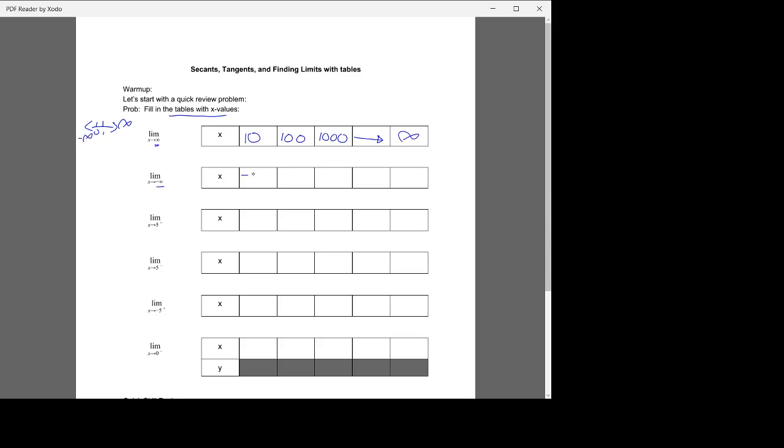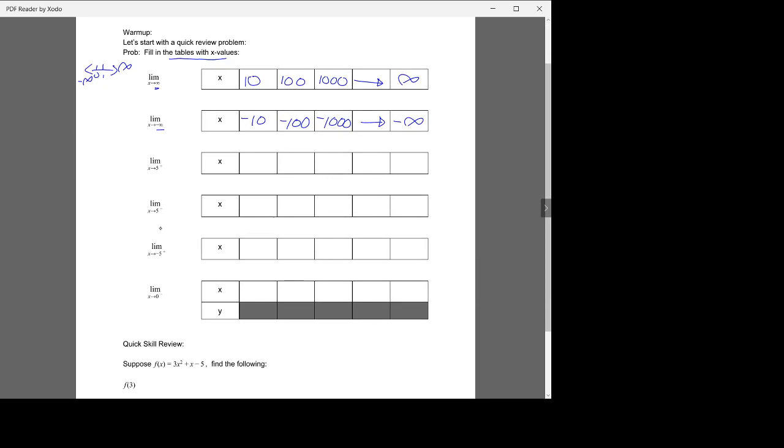Minus infinity is on this other side. So we would start with minus 10, and then minus 100. So those are getting huger negative numbers, at least in magnitude, and so they're getting closer and closer to minus infinity.